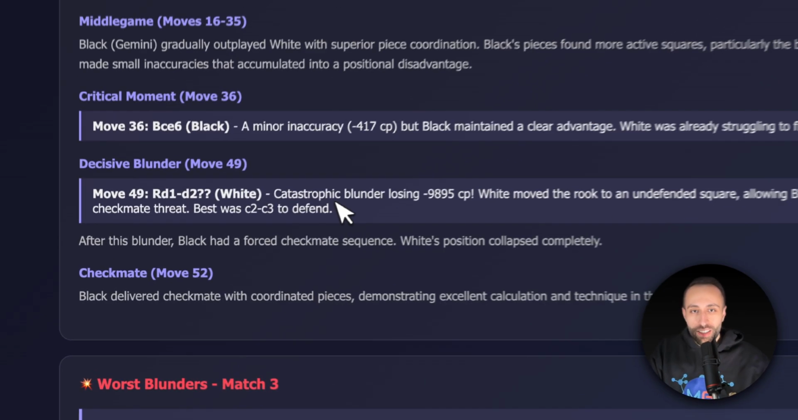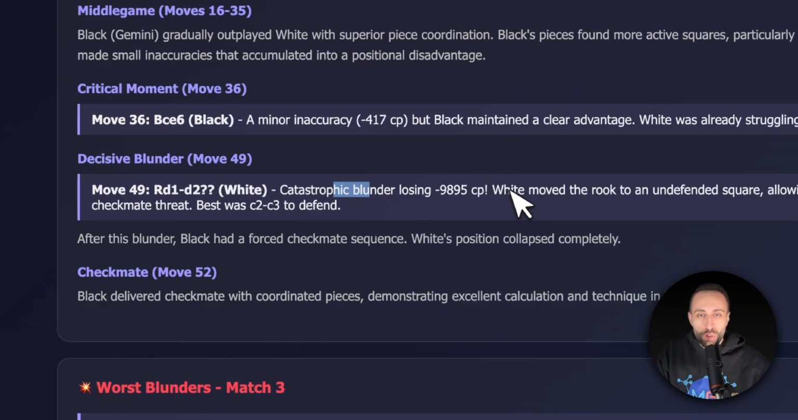From there, with another blunder, white moved the rook, and after that blunder, black had a forced checkmate sequence. It kept following that, as I saw, to finally deliver the checkmate, and it happened at move 52.